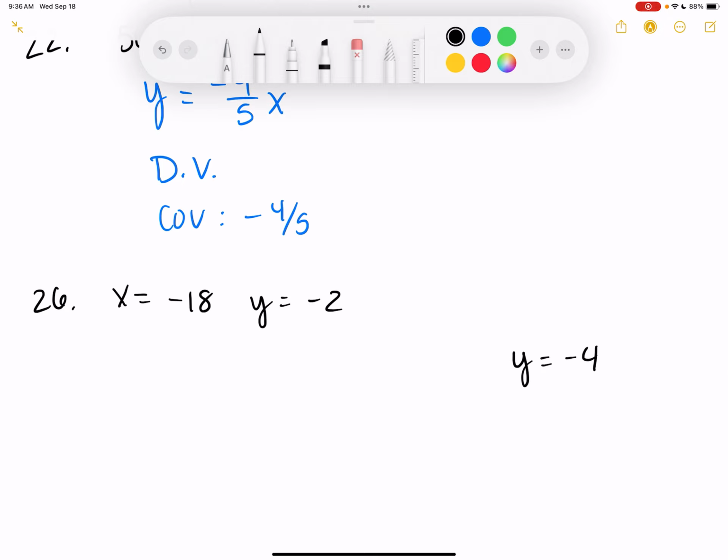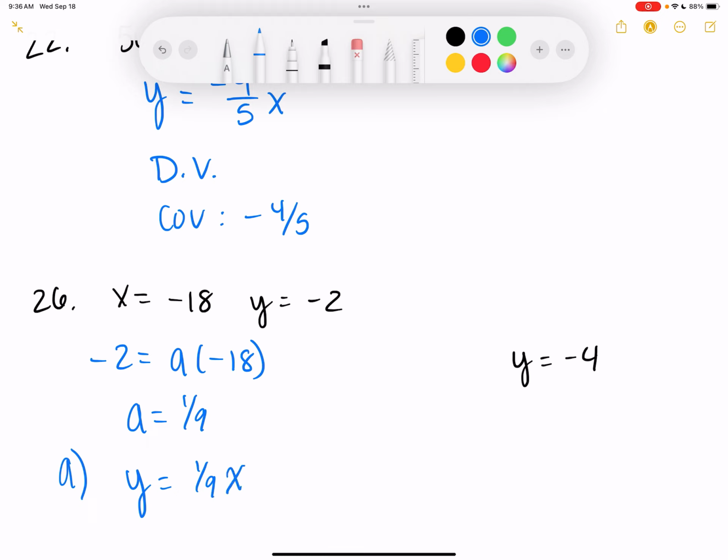But how would I set this up to solve for a first? Negative 2 equals a times negative 18, so a equals 1/9. So my equation would be what? y equals 1 over 9 x.